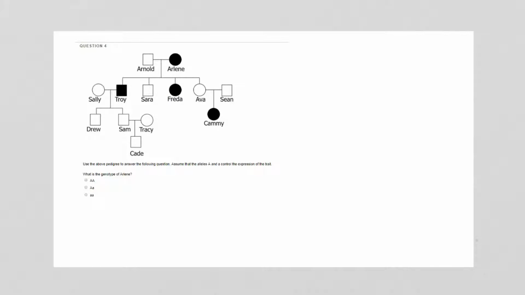Okay, in question 4, we want to figure out what the genotype of Arlene is. Okay, remember that the dark color in this pedigree is recessive, so she has the recessive phenotype. The only way that she would have the recessive phenotype is if she's a little a. Okay, so that would be the answer for her.